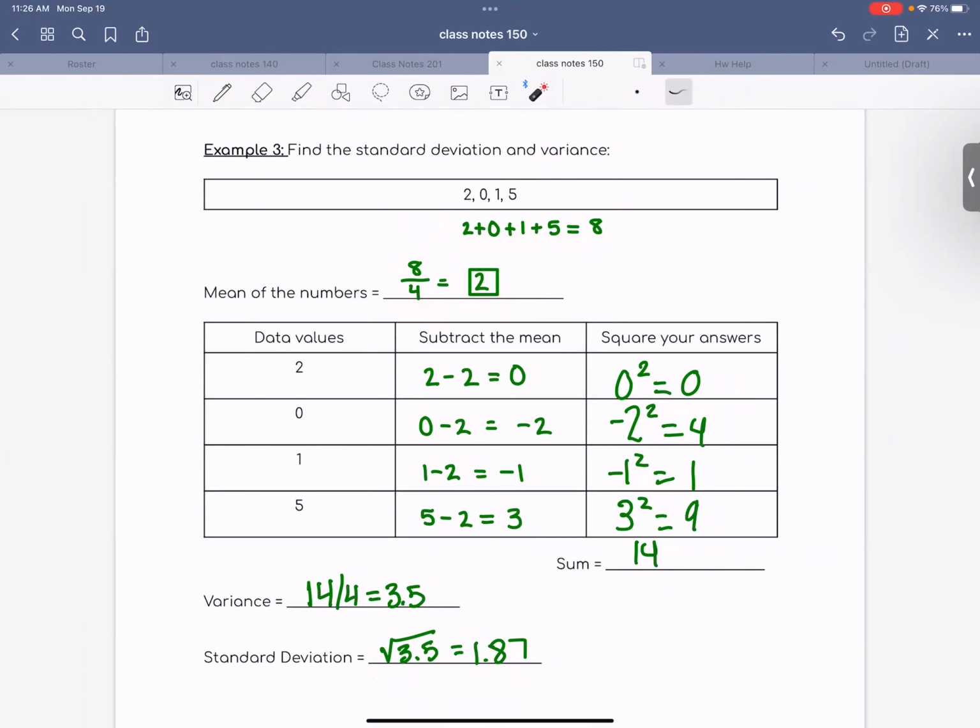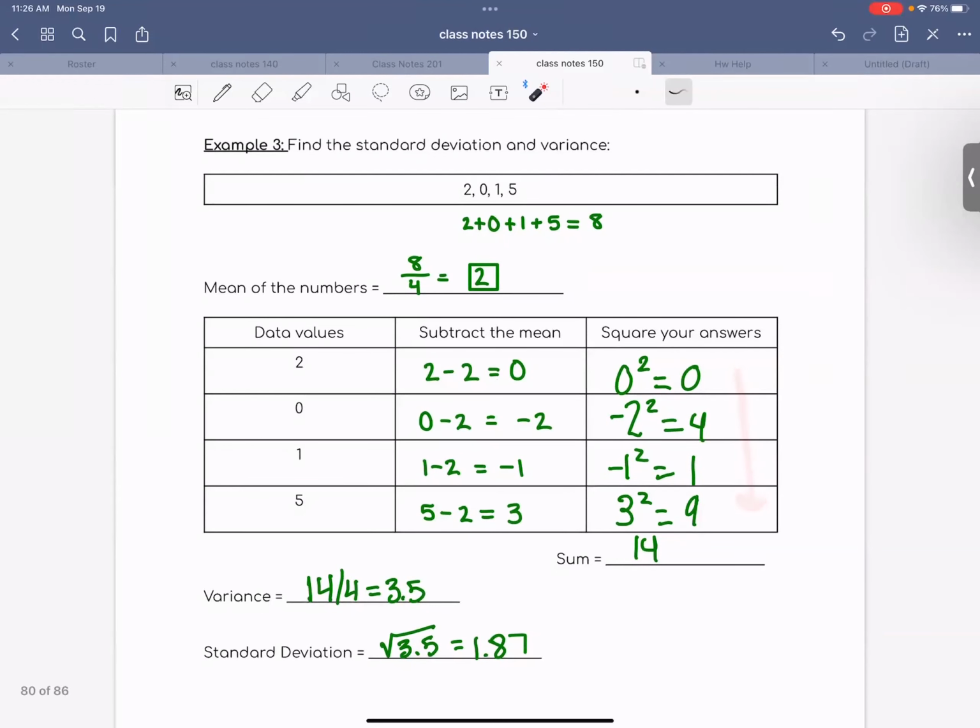Nice job there. I got Kamira to square the answers. I don't think you really need to explain too much, right? Squaring the answers, did a great job to get these numbers, and you added them up to get 14. All right, then, Caroline, do you want to take us through how you got the variance and standard deviation? So I just took the sum and divided it by the number of values that we have, got 3.5, and then did the square root.